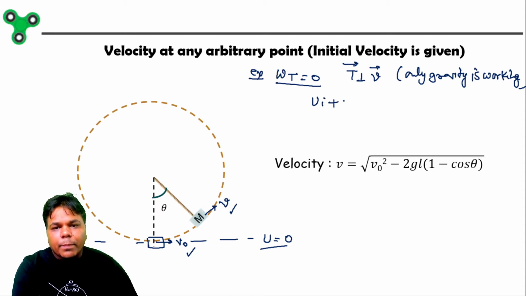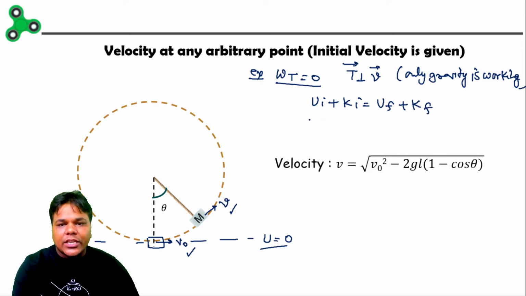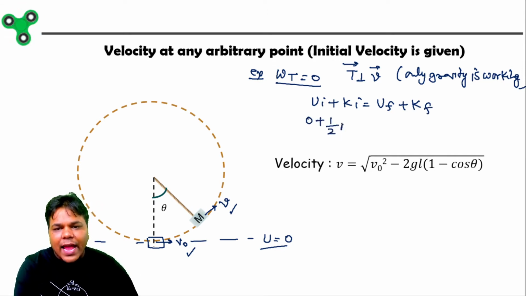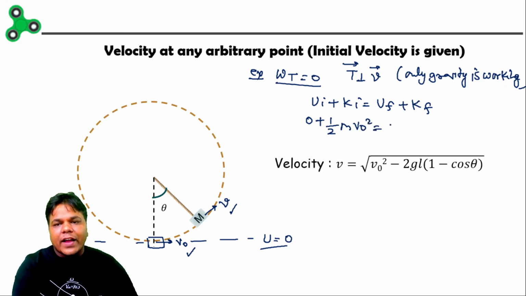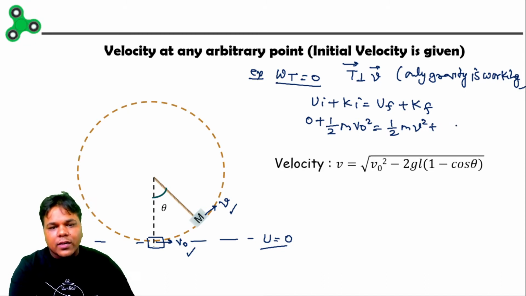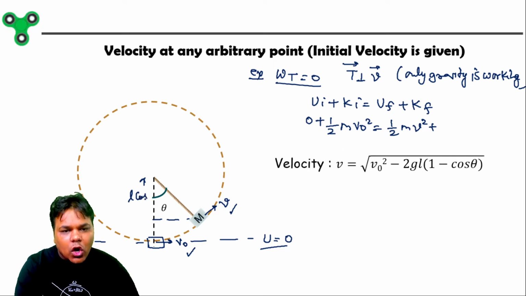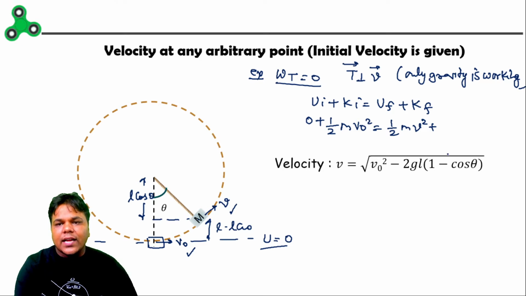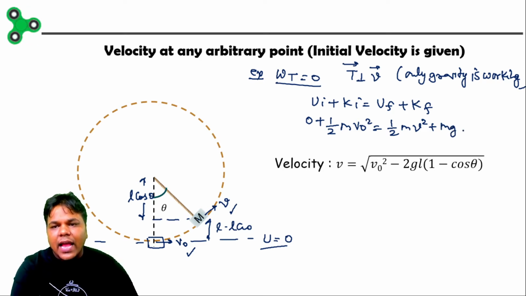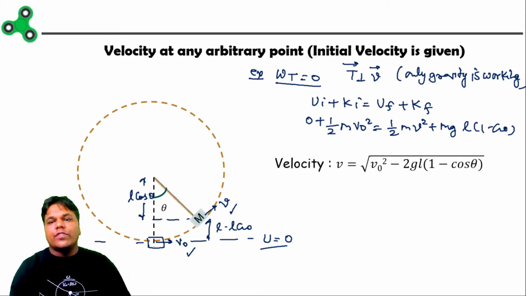So what is our next point? U initial plus K initial is equal to U final plus K final. U initial is 0. K initial is half m v naught square. K final is half m v square. Now you can see this distance is L cos theta, so this distance is L minus L cos theta. U final will be mgL(1 minus cos theta). Sorry, guys, this is K final, this is U final.